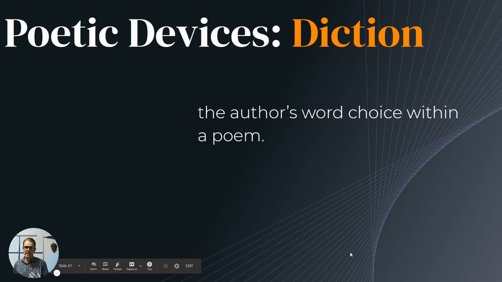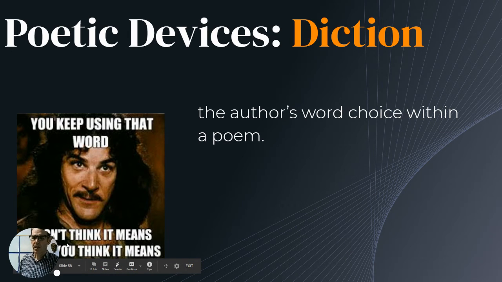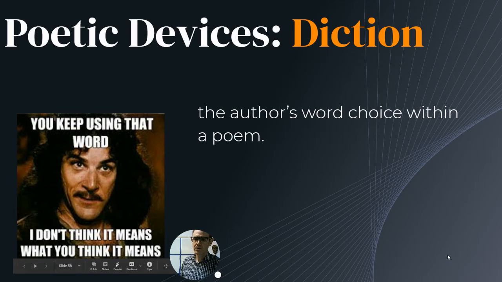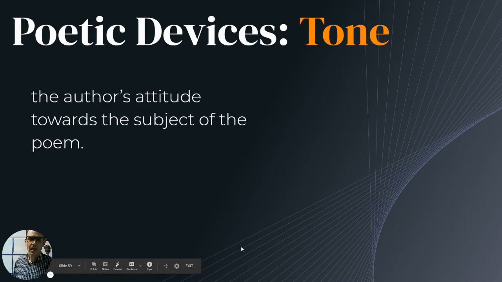So diction is the poetic device that's the author's word choice within a poem. It's the words the authors choose. Do they choose complex or very simplistic? Do they switch between? Are they using slang? Are they using a dialect? This is the diction of the poem. So we need to make sure that the reader knows the word that they mean, right? All right, a little Inigo Montoya there.